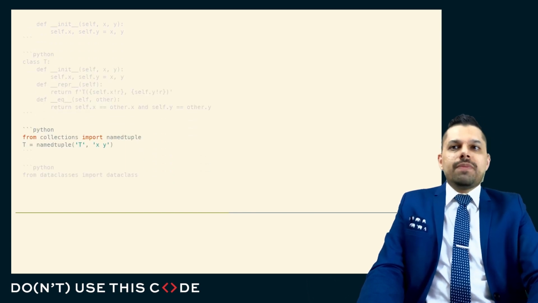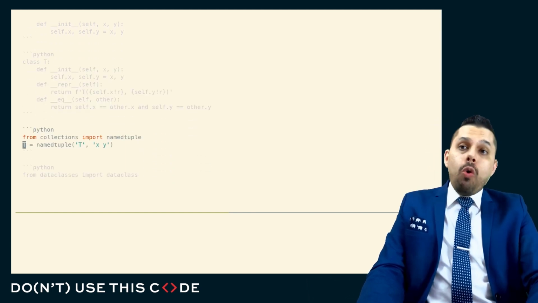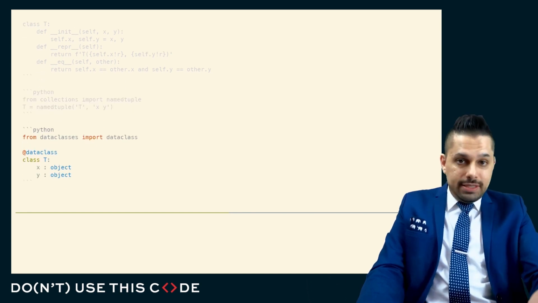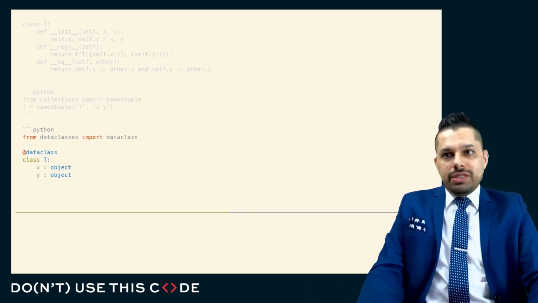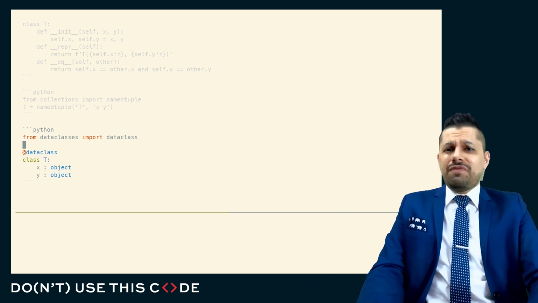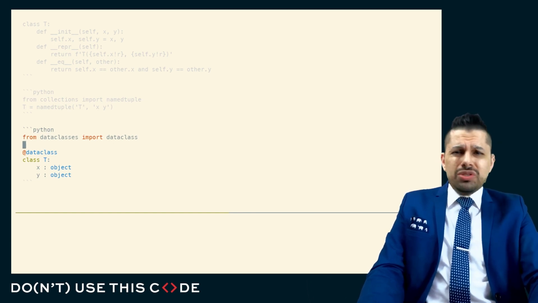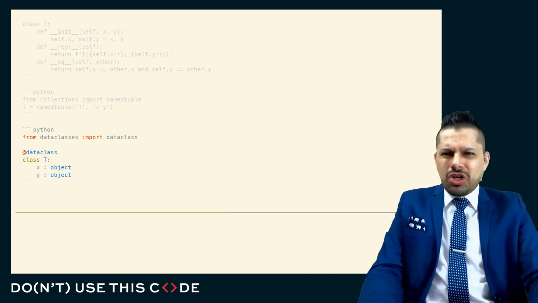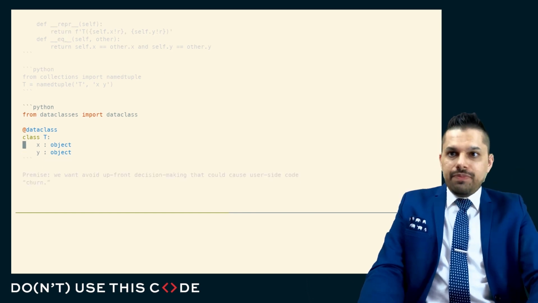And so I might make use of something like collections.namedtuple, or I might make use of dataclasses.dataclass if I'm in Python 3.7 or later. And you can see both of these are boilerplate reduction tools. It's all about reducing how much code I have to write to get started.